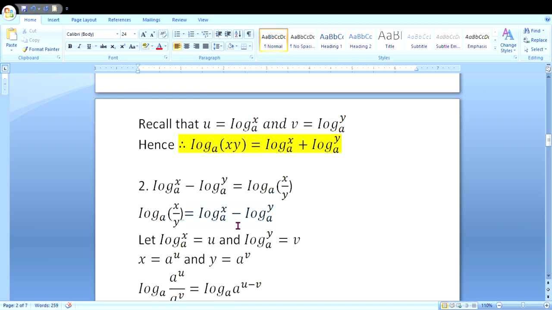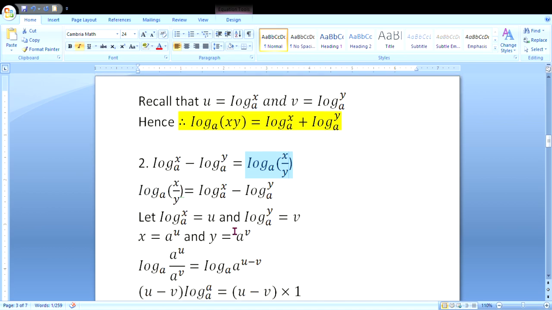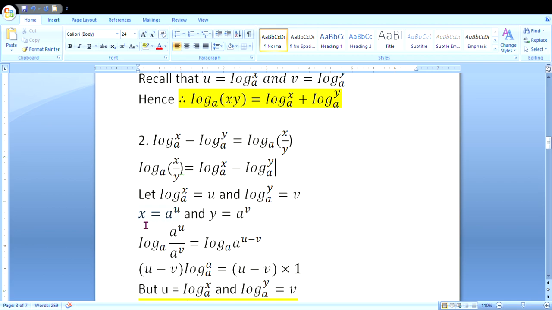So we use the same approach here. We will use the right hand side to show that it is equivalent to the left hand side. By so doing, because we have already shown previously that log s to base a is equal to u, and we also know that s is equal to a raised to the power of u, and y is equal to what? a raised to the power of v.